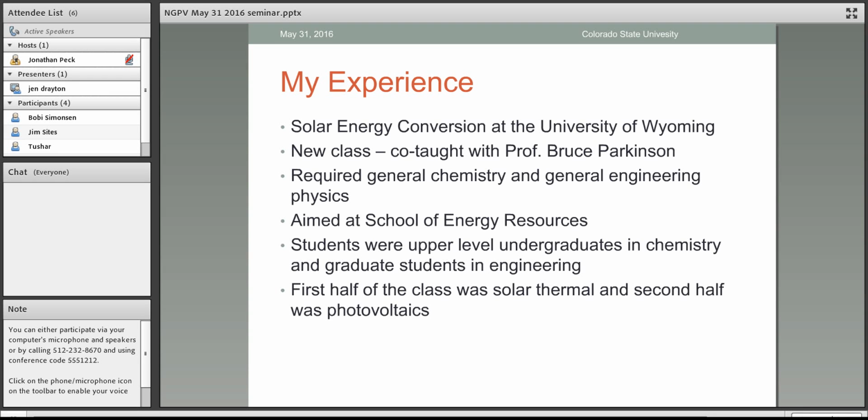Now the first half of this class, which went for a semester or 15 weeks, was solar thermal, and the second half was photovoltaics. So in the solar thermal part, we talked about concentrator solar, and then in the second half it was all photovoltaics where we're doing direct energy conversion from photons.